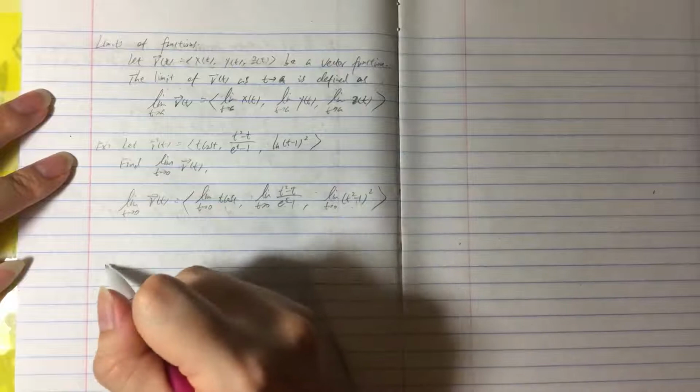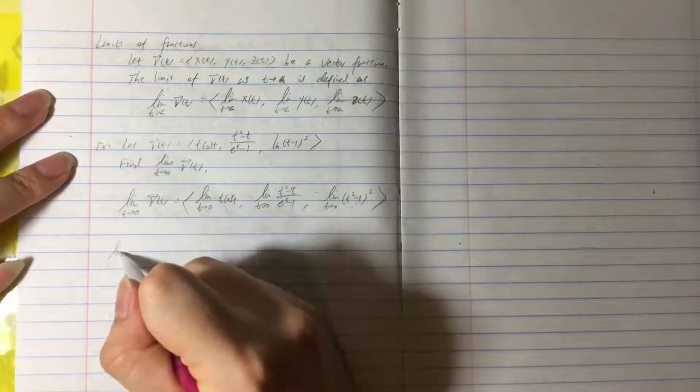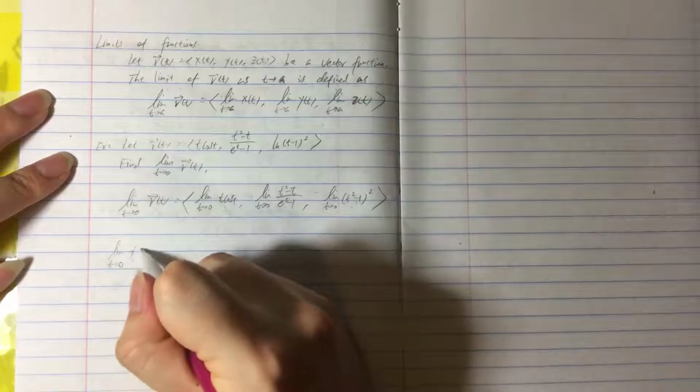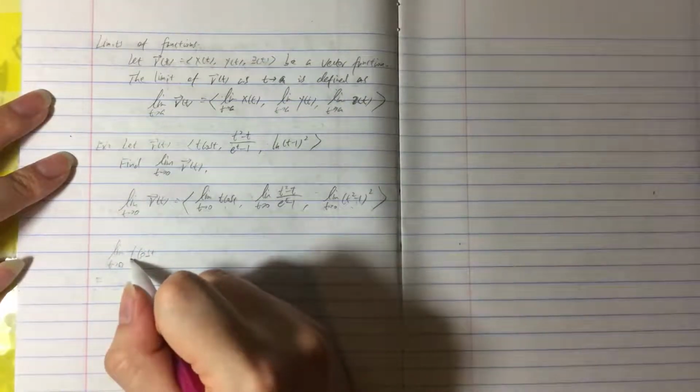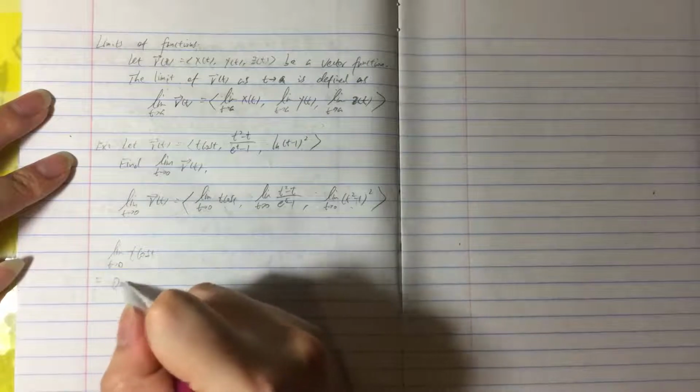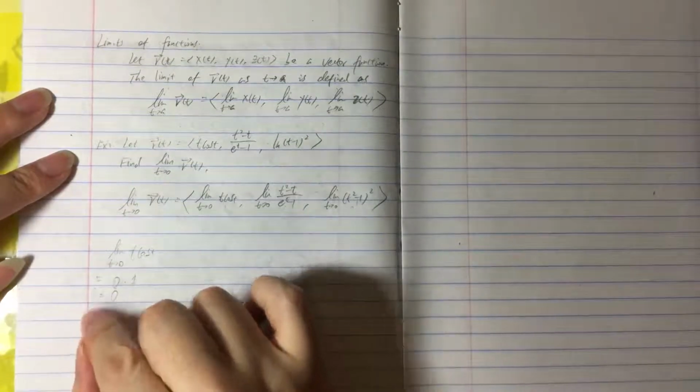Take the limit for the first component, t approaches 0, t times cosine t. If I plug in 0, I get 0 times cosine 0. Cosine 0 is 1. I get 0 times 1, and 0 times 1 is 0. So the limit for the first component is 0.